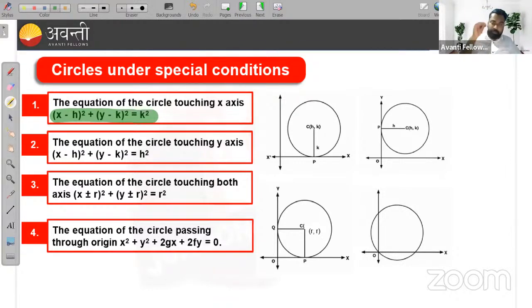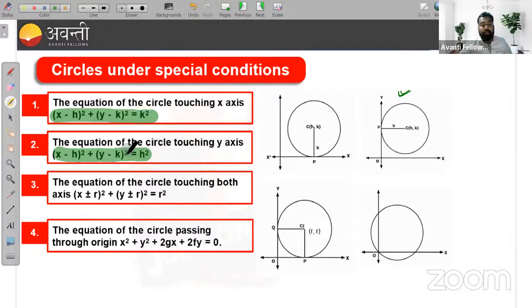Okay. Second case, when the circle touches y-axis, then the radius of the circle becomes the x coordinate of the center of the circle. See here, in this case, when the circle touches y-axis and the center is h, k, then the radius becomes h. Then the equation will be x minus h whole square plus y minus k whole square is equal to h square, right?